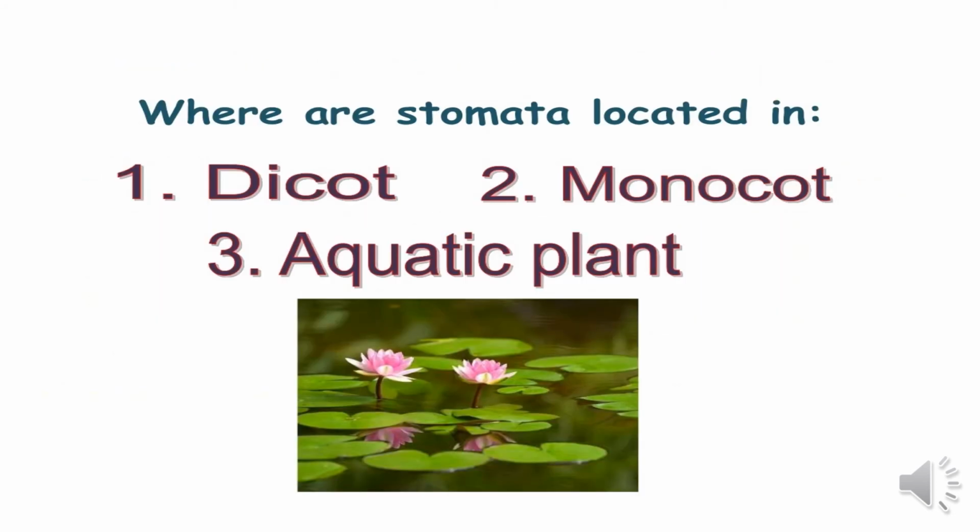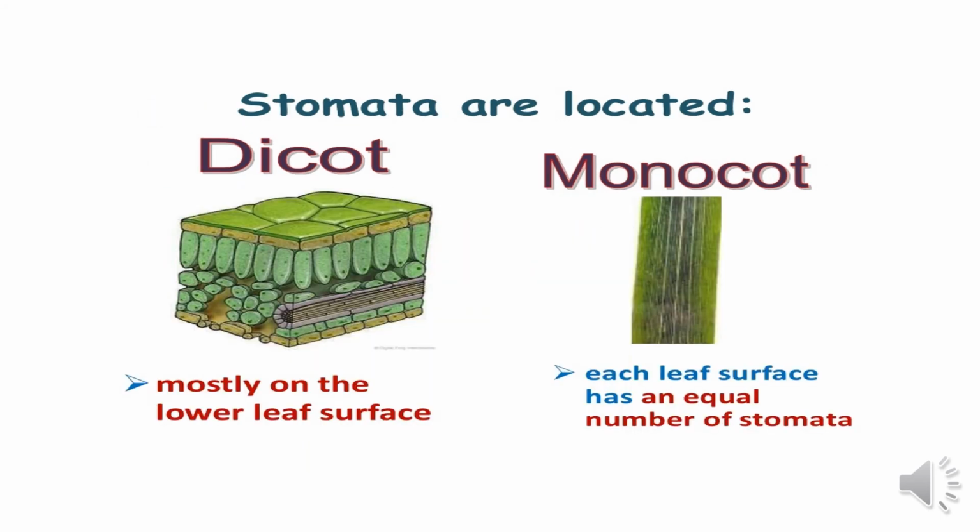Alright. In different plants, in dicot, monocot and aquatic plants, the location of the stomata varies. In the case of the dicot, the maximum amount of stomata are present on the lower leaf surface, the lower epidermis, while in the case of the monocot, each leaf surface has an equal number of stomata. In the monocot, the upper and the lower epidermis of the leaf have an equal number of stomata.